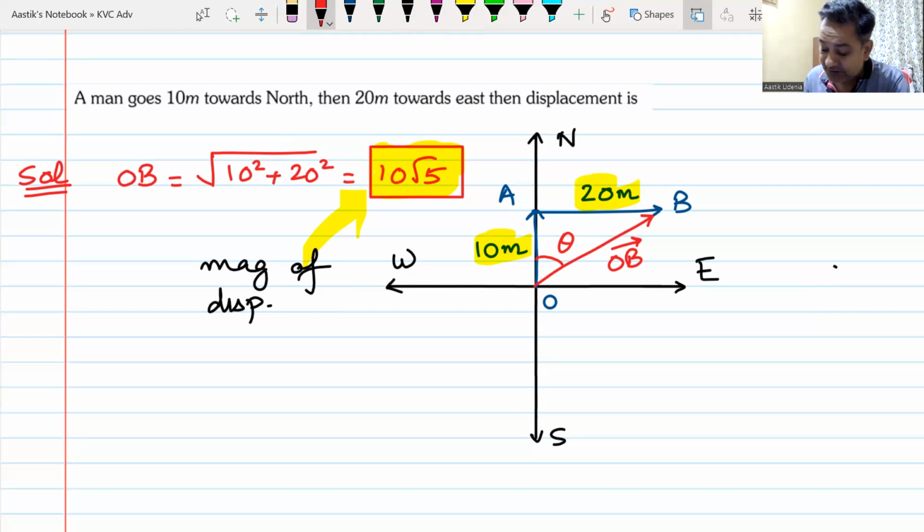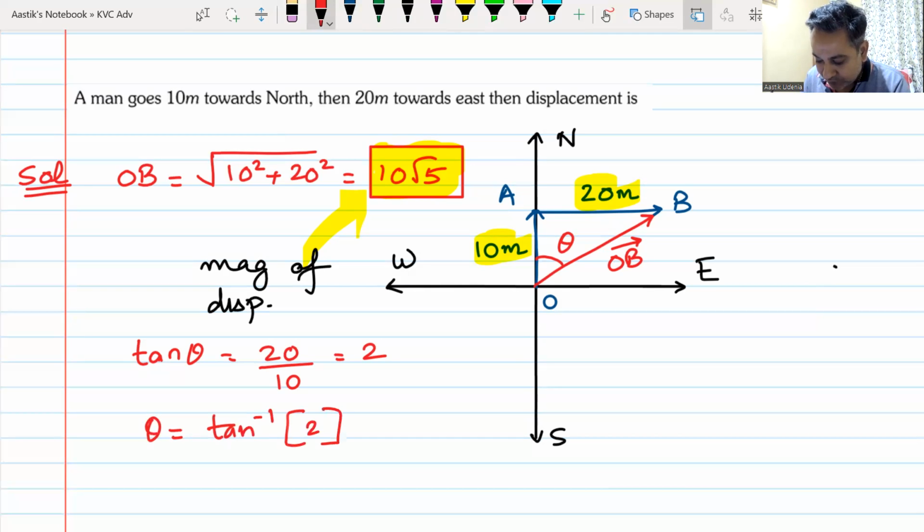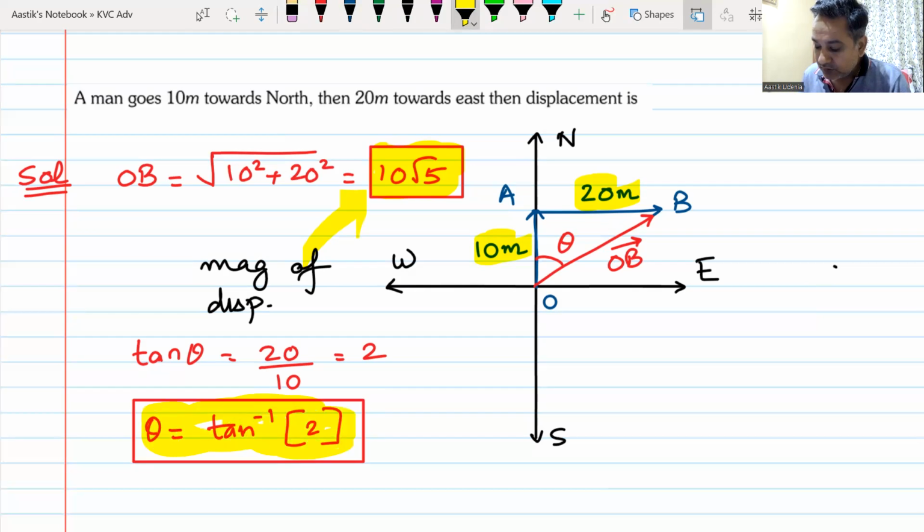You can find the value of tan theta with the north direction. Tan theta will be equal to perpendicular divided by base. So 20 divided by 10, that will be 2. So I can say theta will be tan inverse of 2 with the north direction towards east, not towards west. That gives me the direction of the displacement vector. The first thing gives me the magnitude, the second gives me the direction. If I put both together, I get the displacement vector.